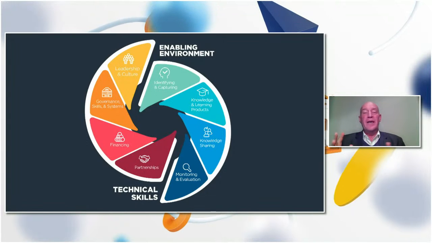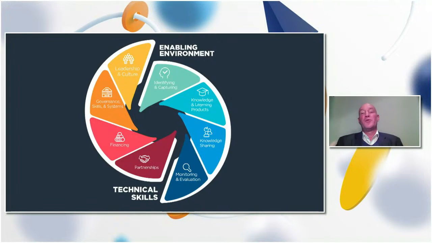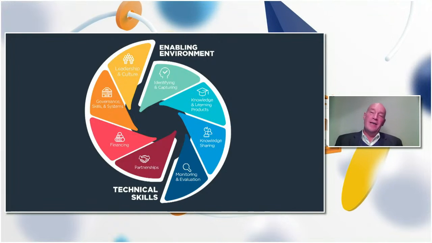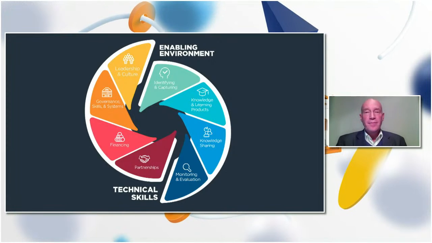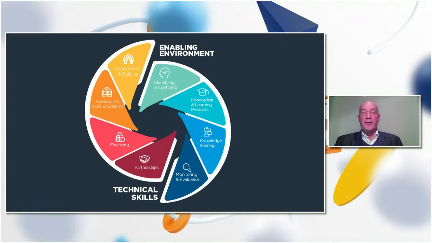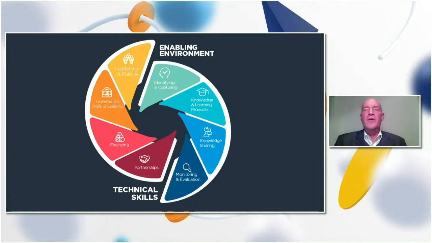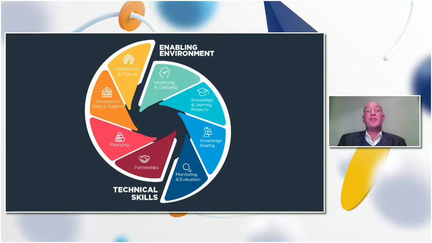On the right side, we have technical skills, which are equally important, right? So you can have a very conducive enabling environment for knowledge sharing, but if the people who are supposed to do it don't have the skills to do it, then you're probably likely not going to succeed either. So what kind of skills are needed? The first skill is around identifying and capturing knowledge, right? So understanding of what is worth capturing, what kind of experiences are worth capturing and later sharing in an organization.